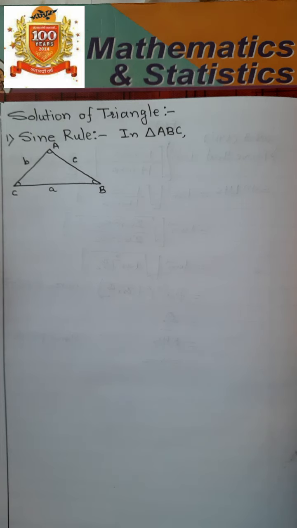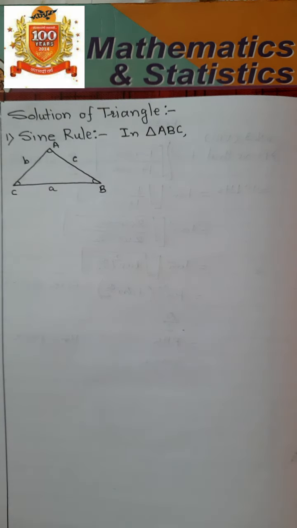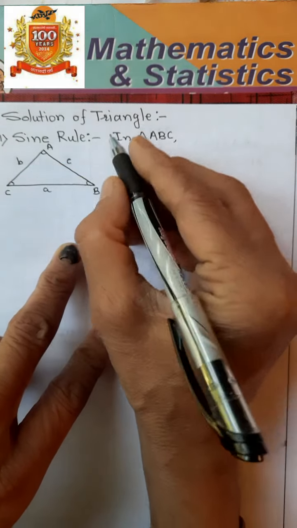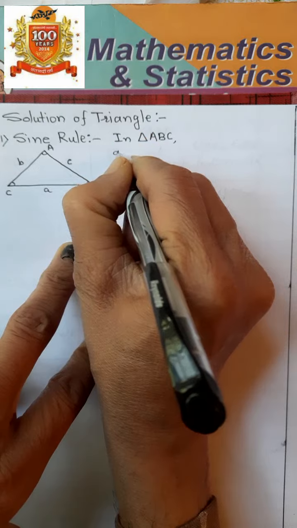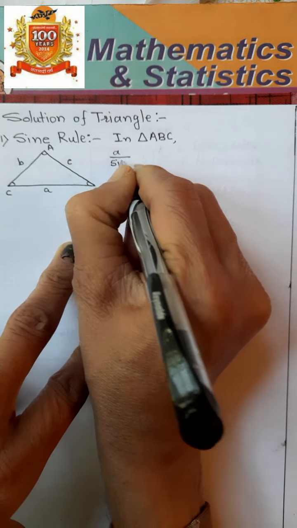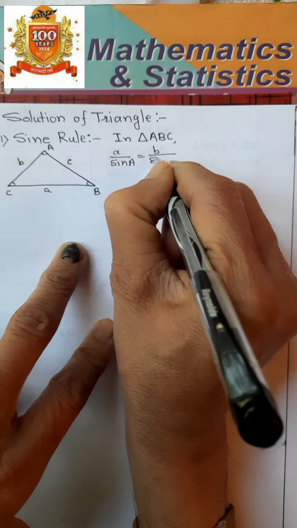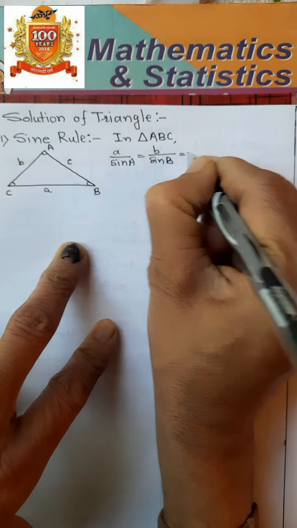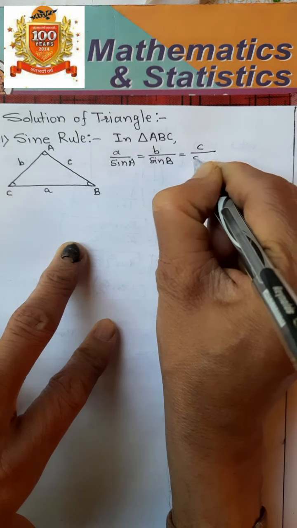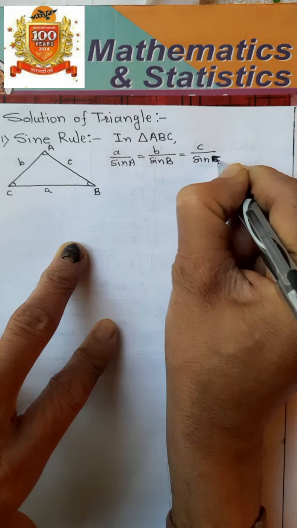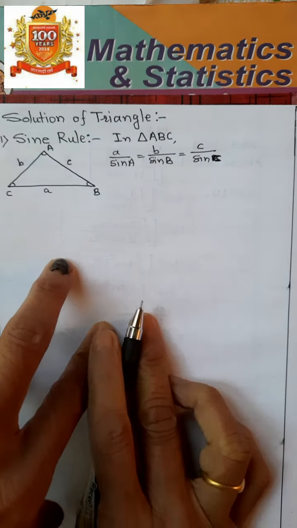Good morning, student. Let us see the next part of this chapter, that is solution of triangle. In that, first we will see sine rule. In triangle ABC, a upon sine A is equal to b upon sine B is equal to c upon sine C. This is called as sine rule.